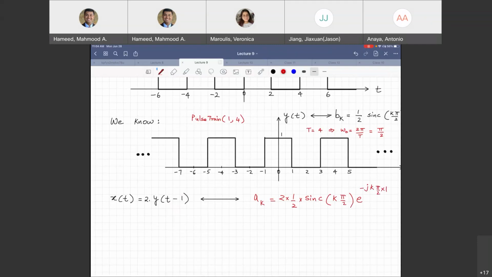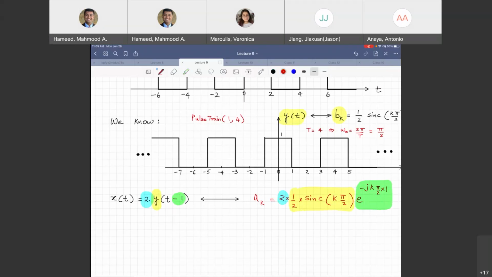You're done. Now let's try to find out why we got what we got. This was 2, so we scaled it by 2. For y of t, we had a_k, b_k. So all of this is our b_k. And then there was a time shift of 1 second, so we had to make sure that we multiply by the phase term, e to the minus j k omega naught t naught. Omega naught is pi over 2, t naught is 1.